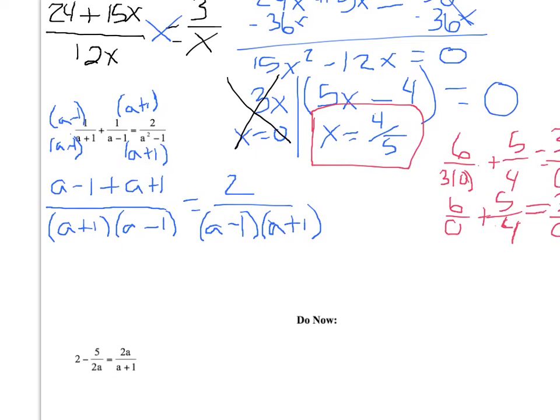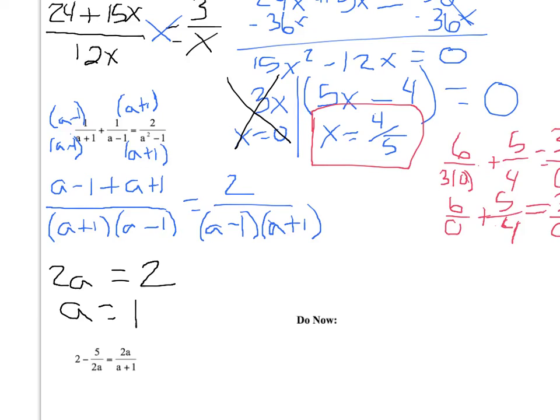When I do that, I get a plus a is 2a. Negative 1 plus 1 is 0 equals 2. Now that problem just became a lot easier. To solve this, just divide by 2 and you get a equals 1. Remember, we do have to check, and I'm going to take the time to check it.